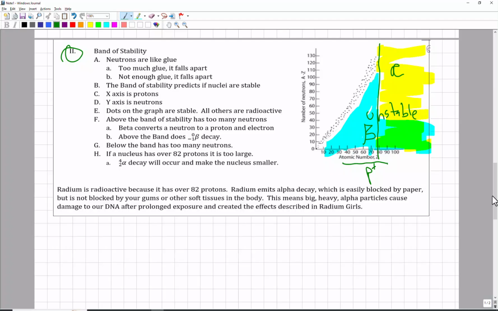Beta converts a neutron into a proton and an electron. You know, I thought that was wrong when I saw it before. Above the band does beta decay. So I made a boo-boo. I thought I had that wrong. This is still alphas in here. There's another type of decay we don't do anymore. Below the band has too many protons. If a nucleus has over 82 protons, it is too large, so it does alpha decay.